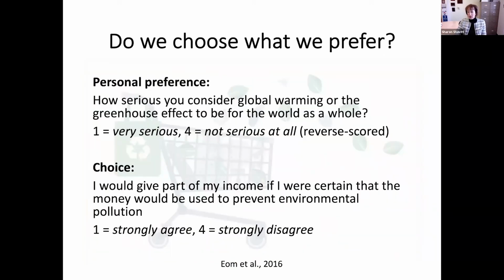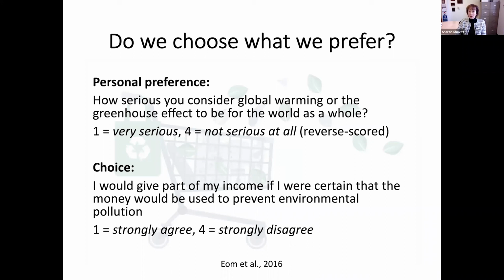So here was a study that looked at data from the World Values Survey. This is a survey conducted in 48 countries, over 67,000 respondents. And they looked at the degree of individualism of each of these 48 cultures. And they looked at the degree to which responses on personal preferences predicted responses on a choice question. So the personal preference question was, how serious do you consider global warming or the greenhouse effect to be for the world as a whole? Okay, very serious to not serious at all.